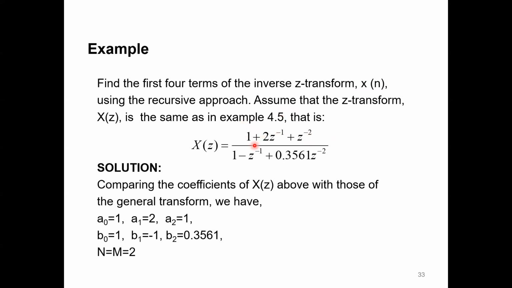The numerator ones are 1, 2, and 1. These are actually A0, A1, and A2. And you see the denominator here, B0, B1, and B2, like that. In this case, capital N and small m are both equal to 2. This is the length of the polynomial.